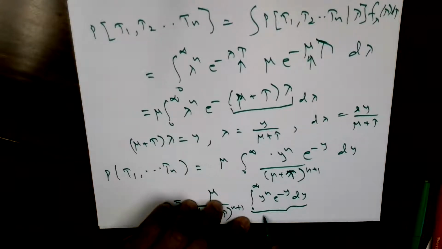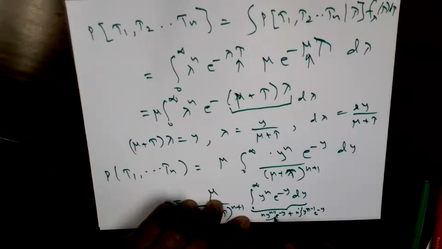The derivative of the first part is n y^(n-1), and e^(-y) integrates to minus e^(-y). So when you substitute top and bottom limits, this goes to 0. This becomes the same integral with the power reduced by 1. So the whole answer is n factorial.